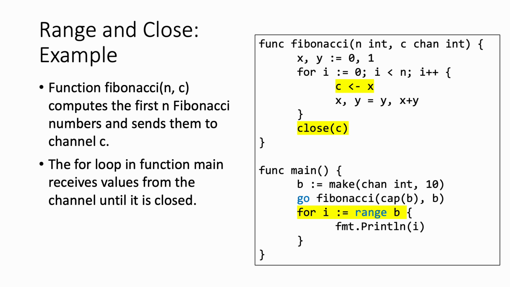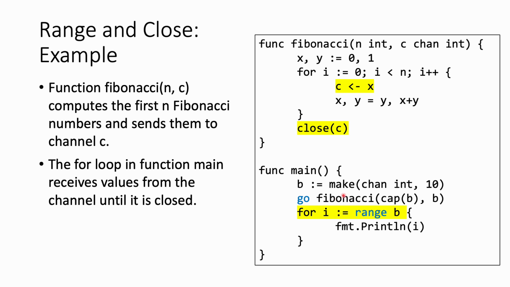Here is an example that uses the range and close operations on a channel. This program has function fibonacci and function main. Function fibonacci takes an integer n and a channel c as arguments and computes the first n Fibonacci numbers, then sends them to channel c. We close the channel c after it has received all n Fibonacci numbers.